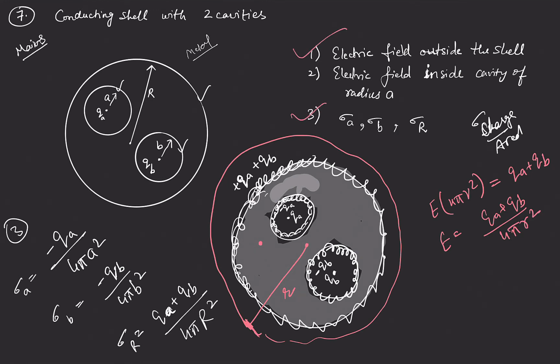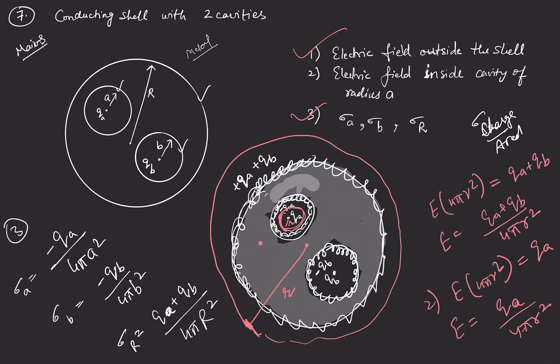Electric field inside cavity of radius a. Okay, so electric field at any point at distance r from the center. Again applying Gauss law for part 2, electric field into 4 pi r square is equal to q enclosed, which is now qa. So electric field would be qa upon 4 pi r square. So let's move to the next question.